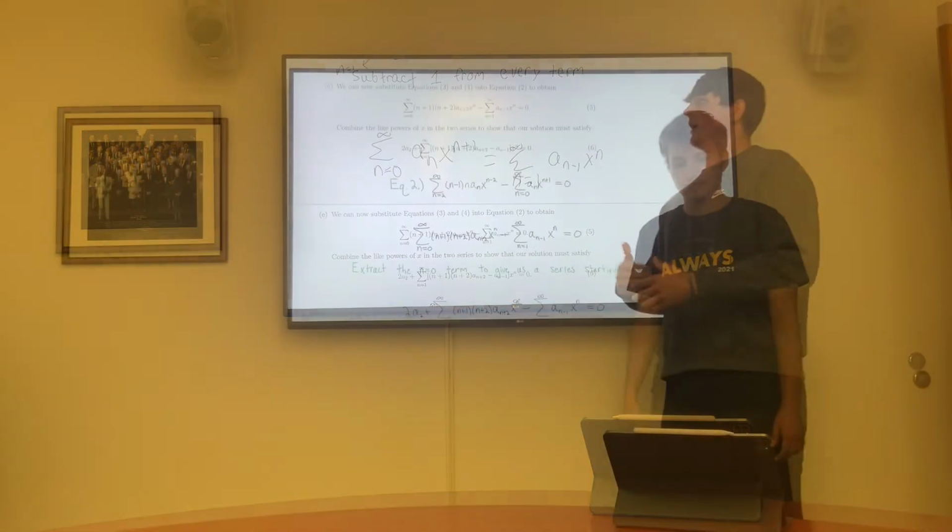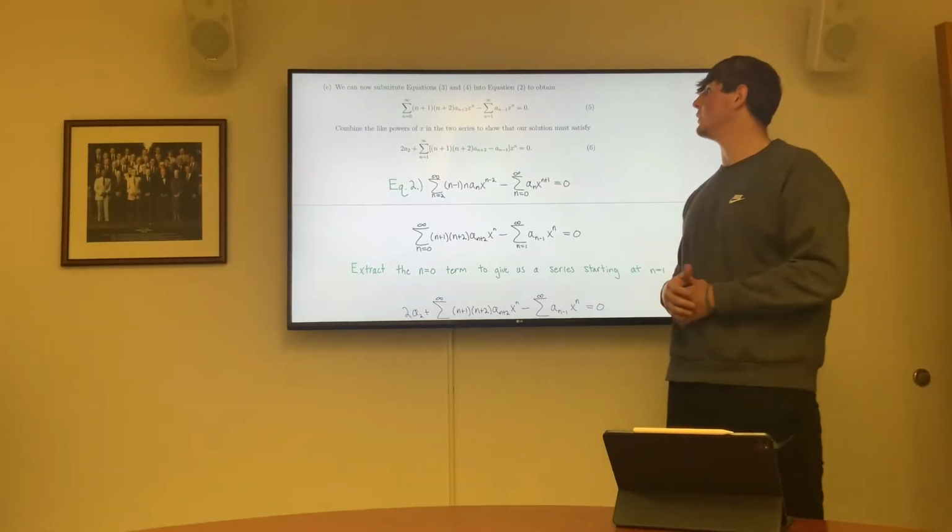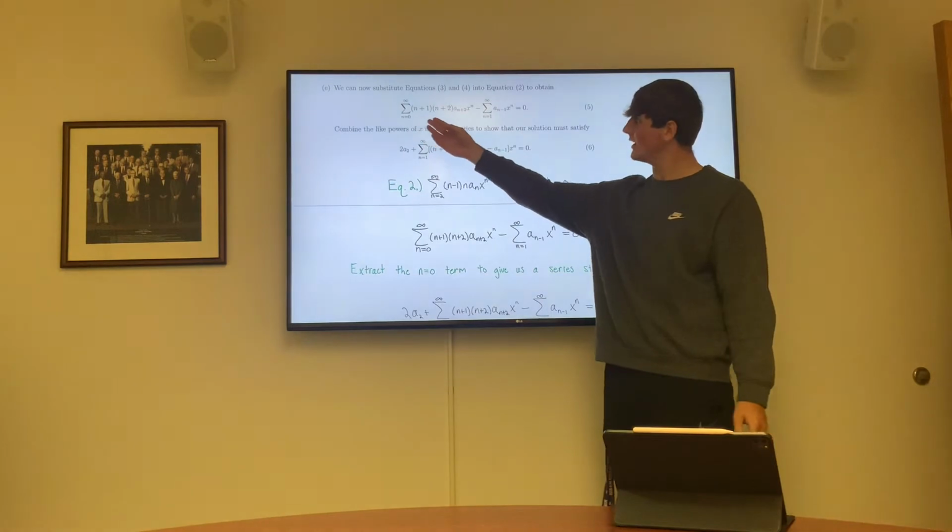That shows us that the sum of a_n x to the n plus 1, starting at n equals 0, is the same as the sum of a_(n-1) x to the n starting at n equals 1. Alright, now we can substitute 4 into equation 2 to obtain this beauty right here.